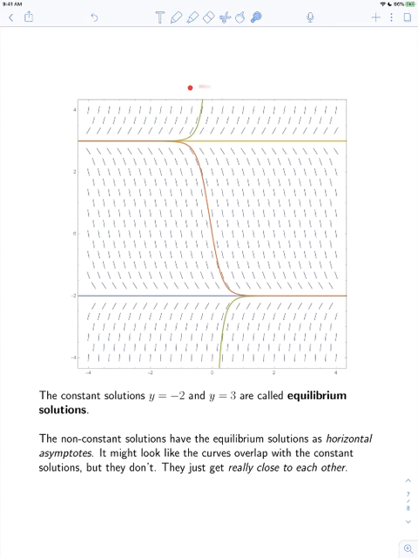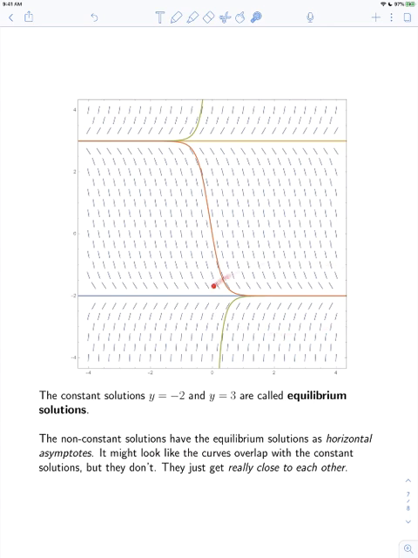You can see that we have a solution up on the top, which as x moves to the left, gets close to the equilibrium solution y equals 3. As you move to the right, it shoots up to infinity very quickly, very rapidly. The solution on the bottom has similar sort of behavior, but with a different equilibrium solution. So this one on the bottom, as you move to the right, has a horizontal asymptote, y equals -2. So again, it's getting very close.